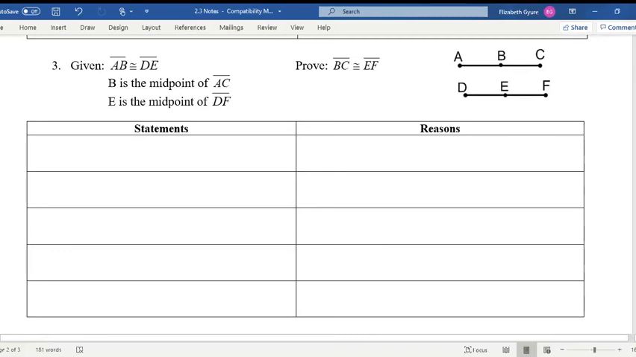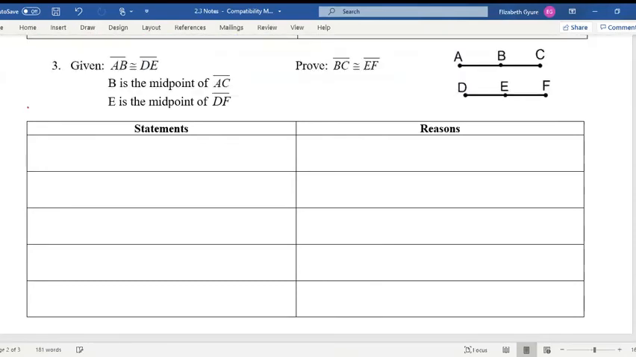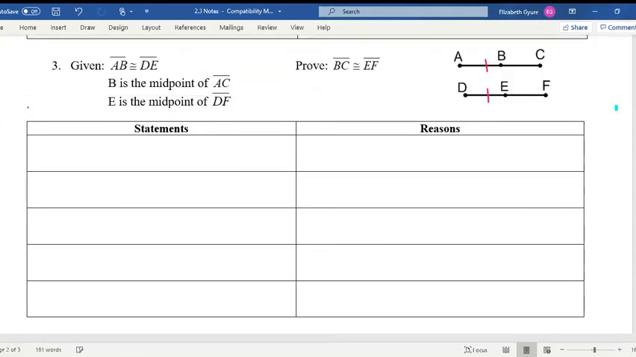All right, so here we are. Given that segment AB is congruent to segment DE, and B is the midpoint of AC, and E is the midpoint of DF, we're going to prove BC is congruent to EF. So first, let's look at our picture and label it. AB is congruent to DE, so mark those as congruent. And I want to show that EF is congruent to BC, right?